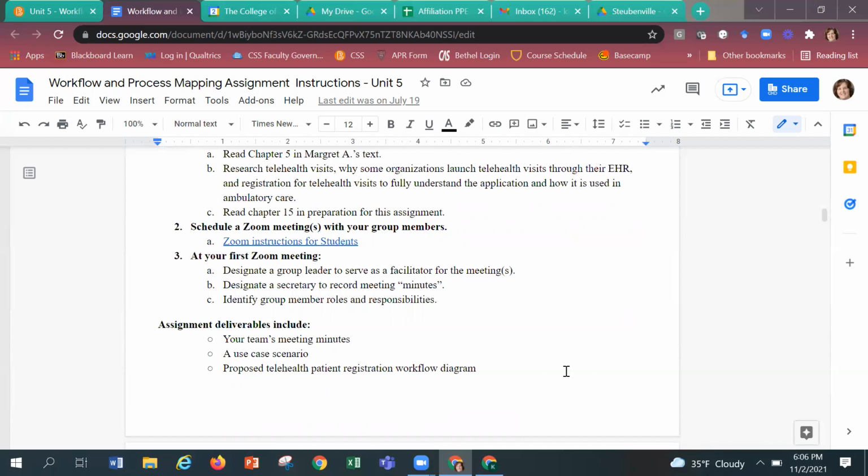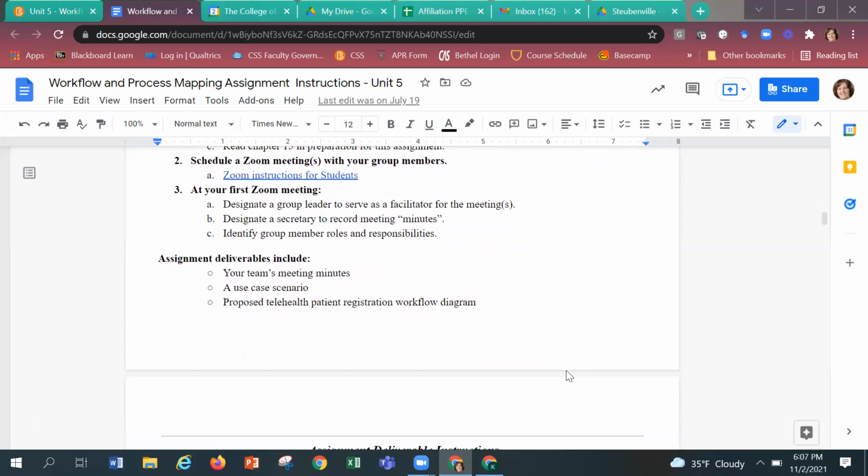Now, I know that there are only 2 of you or 3 of you in your group, but at your first Zoom meeting, you should designate a group leader to serve as the facilitator for the meetings, designate a secretary to record meeting minutes. The minutes are actually going to be one of your deliverables, and then identify group member roles and responsibilities. So divvy up the work essentially, okay? The assignment deliverables are, like I mentioned, your team's meeting minutes, a use case scenario, which I'm going to talk about in just a second, and then a new proposed telehealth patient registration workflow diagram.